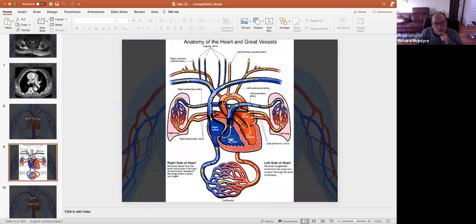And of course, we know that ventricle pumps deoxygenated blood. It's the only ventricle that does, through the pulmonary trunk, left and right pulmonary arteries to the lungs. And then that deoxygenated blood gets reoxygenated and comes back through the pulmonary veins to the left atrium. Okay, left atrium, mitral valve, left ventricle, and then to the rest of the body. So that should be a revision for everyone.